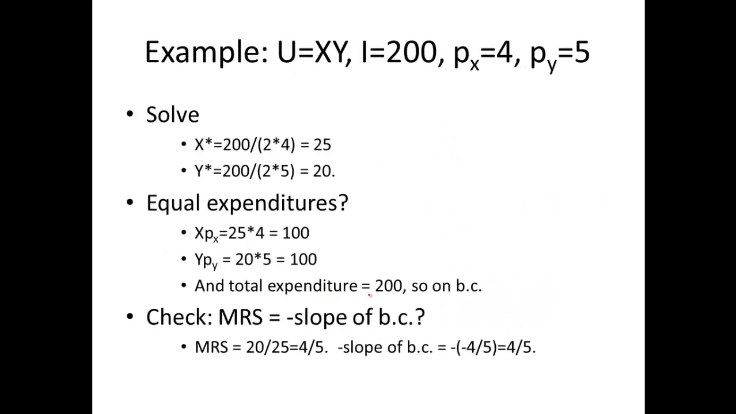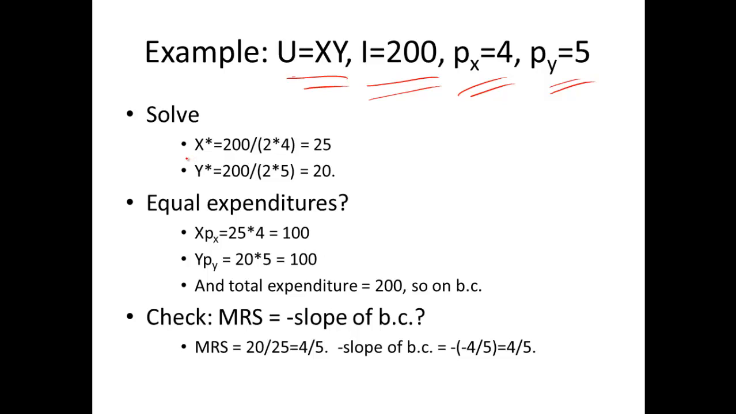So how about a really specific example? Here's a utility function, the one we generally use, u equals x times y. We have a level of income now. The individual has $200 to spend. The price of good x is 4 per unit. Price of good y is 5 per unit. So what are the answers?